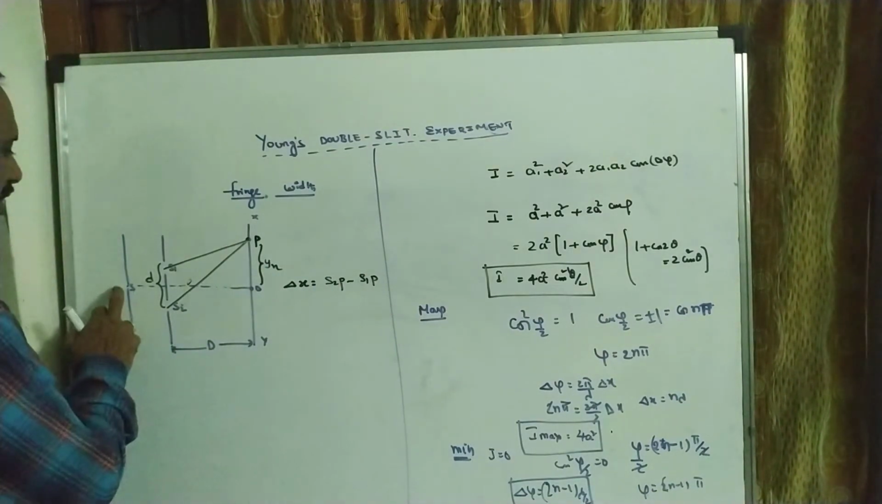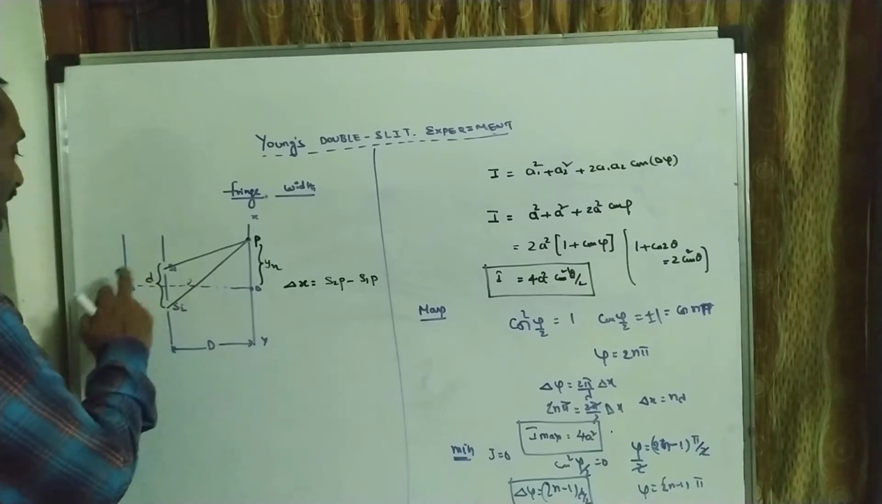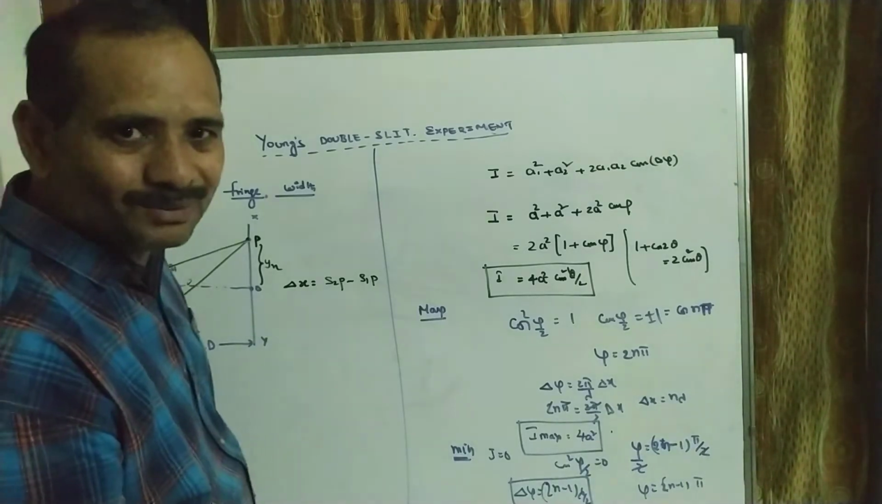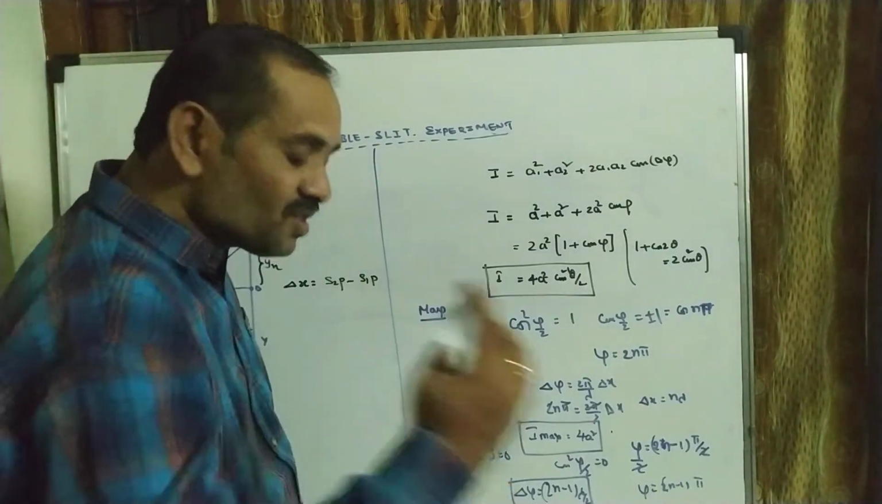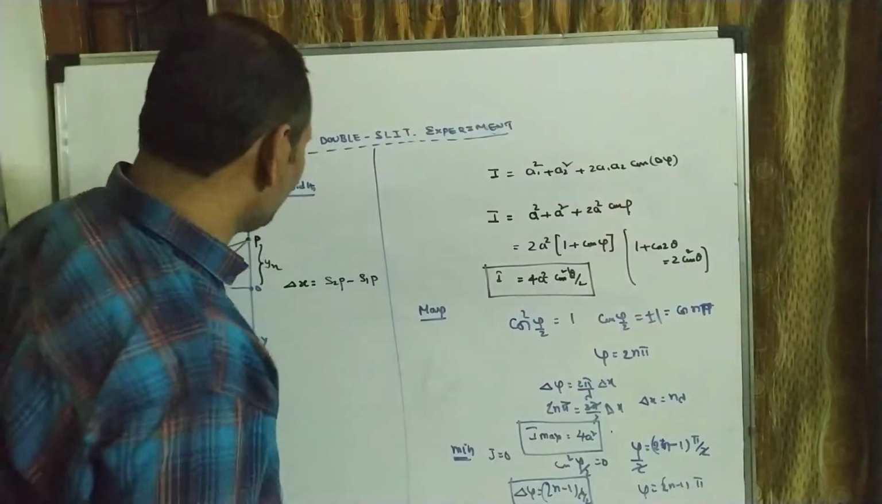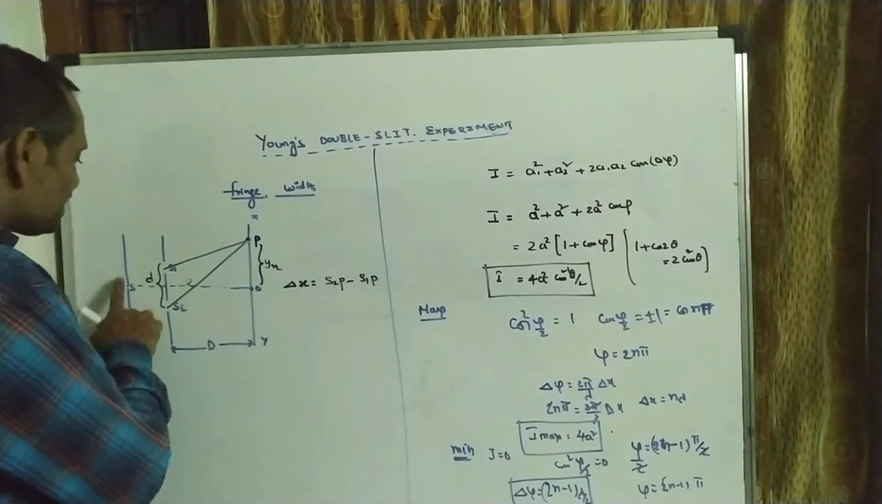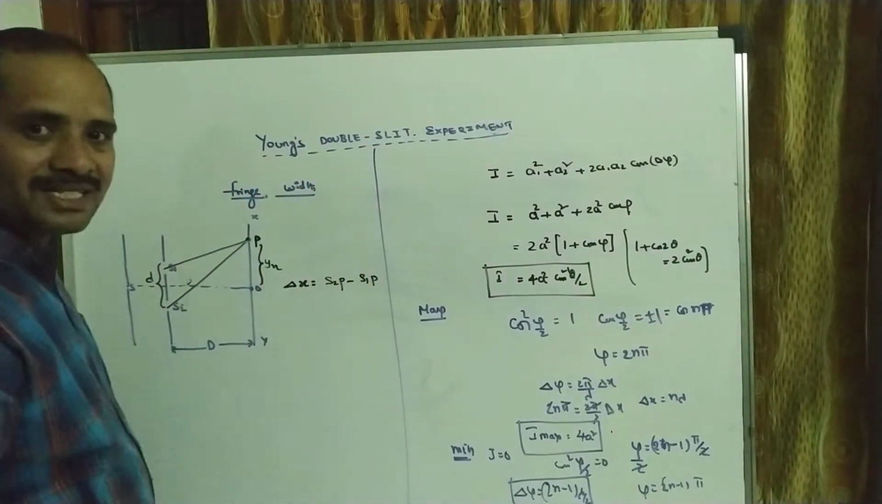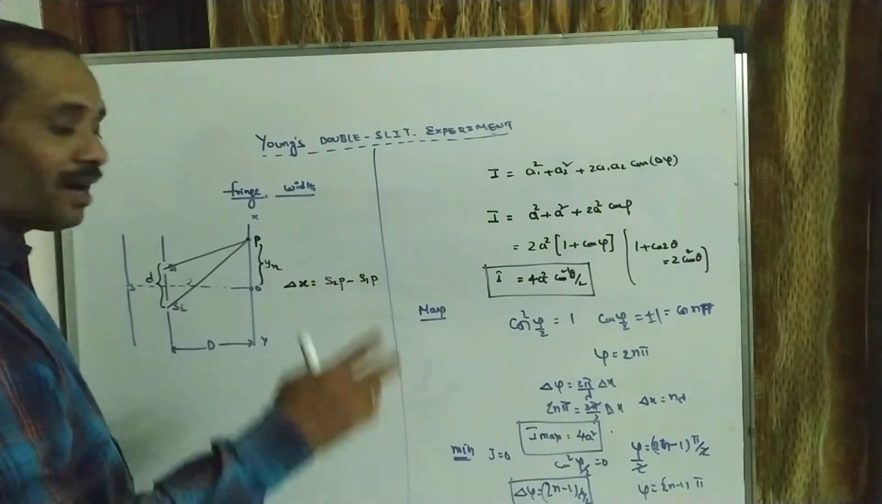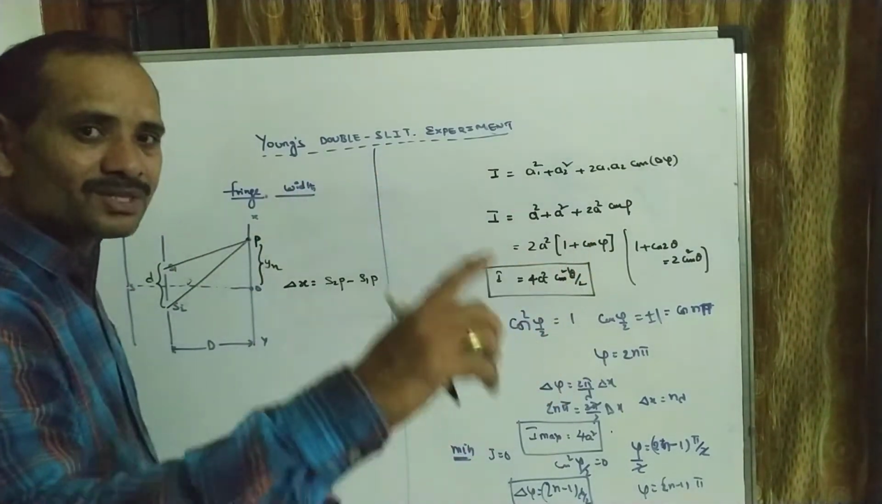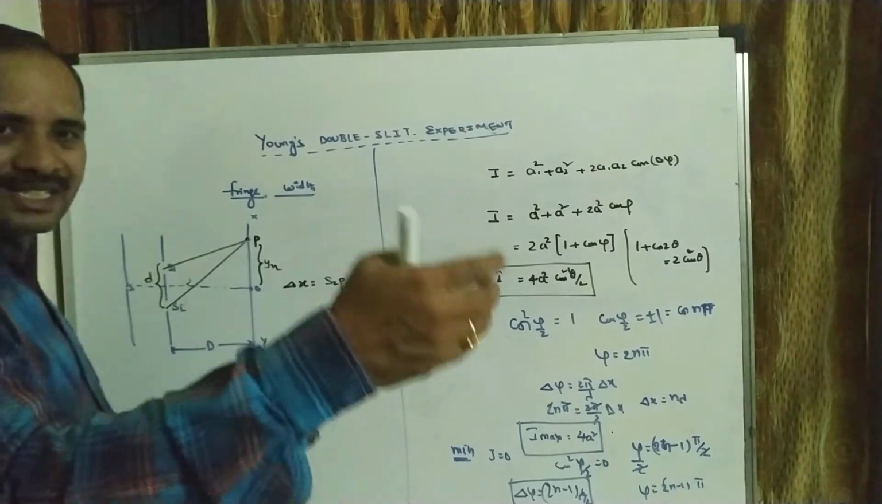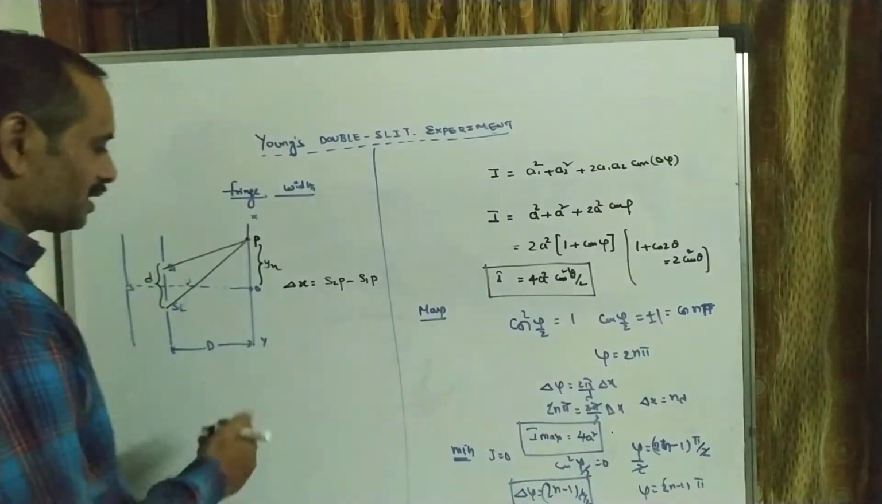Sir, why are you not starting from S? SS1, SS2 are equal distance, no? They cancel each other. If it is not equal, then I have to start from S. Take care once again, please. SS1, SS2 are equidistant. That's why I am not starting from S. Otherwise, if they are not equal distance, I have to start from S only. That I will discuss with you in further classes.